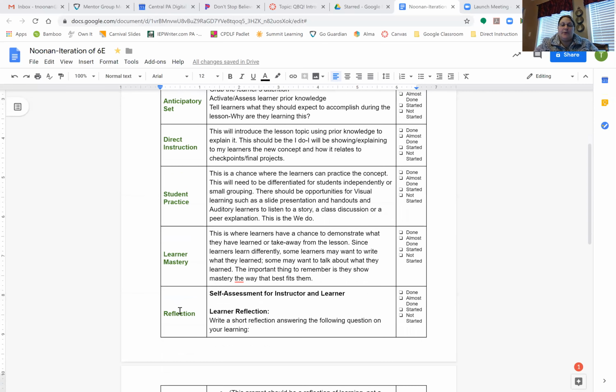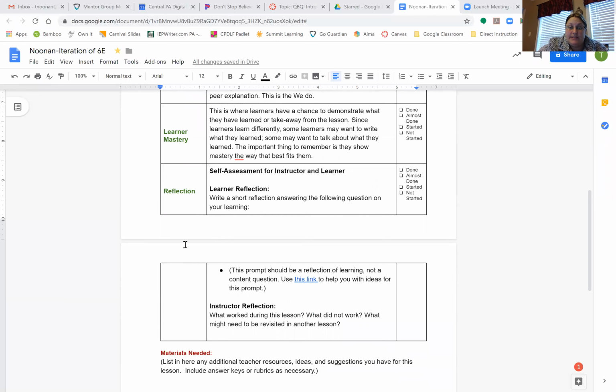And then the reflection, I really think, needs to be in there as well. I like to do a learner reflection and an instructor reflection. For the learner reflection, I kept the same link where we pick our questions, but maybe just letting them think, what did I do well? What did I do in this lesson? Do they know? And then for the instructor, myself: what worked during this lesson, what did not work, and what might need to be revisited.